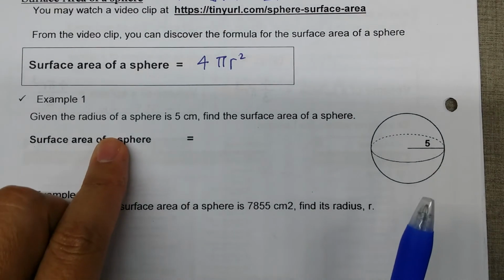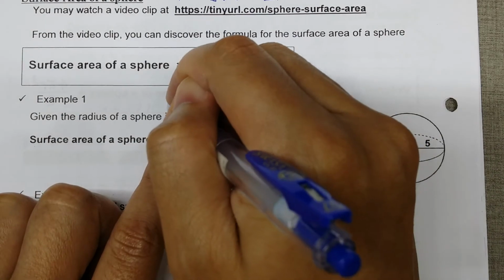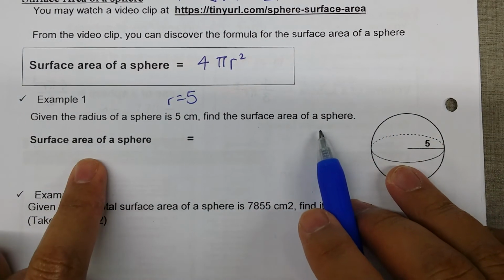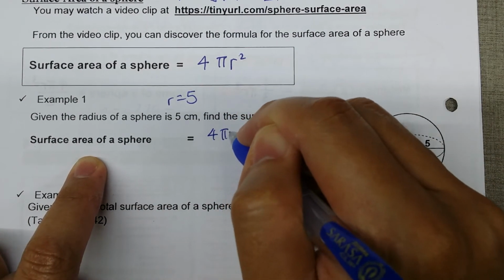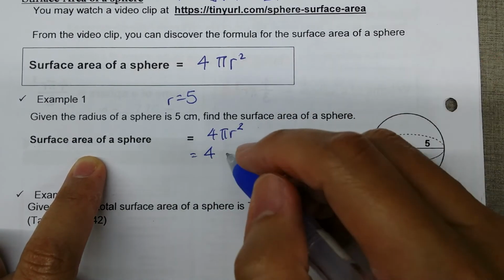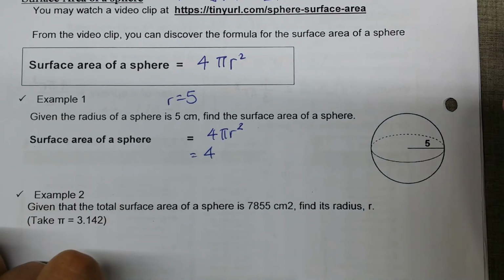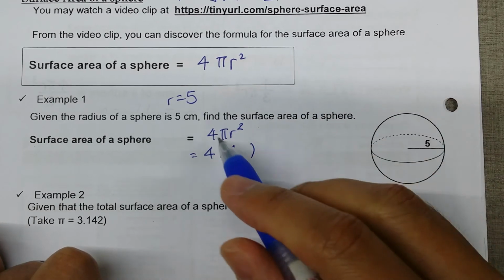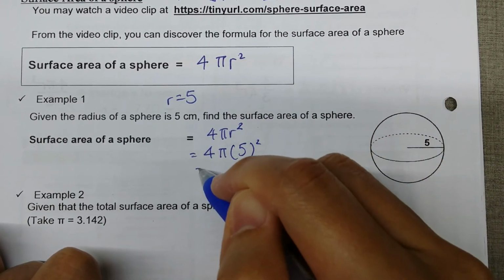Example 1. Given the radius of a sphere is 5 cm, what does it mean? r equals 5. Find the surface area of the sphere. What's the formula? Surface area of a sphere, 4 pi r square. Replace pi by what? The question never says, which means you use your calculator pi. But the question did say r is 5, so 5 square.